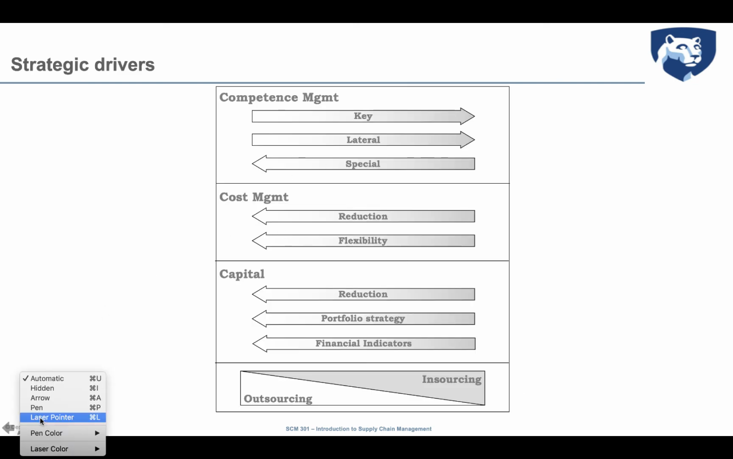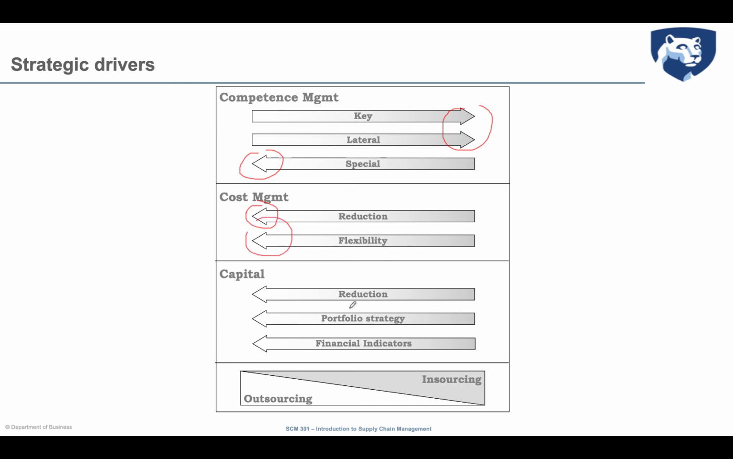This is the final overview, which says that whenever a competence is usually key or lateral, I insource. Whenever a competence is special, I outsource. Whenever cost goes to a reduction, which means cost of buy lower than cost of make, and gives me more flexibility, so a better break-even point, I go for outsourcing, otherwise I go for insourcing. Still, for what concerns the capital, whenever I can save capital and improve my financial indicators and asset investment, of course, I should evaluate the outsourcing option better.